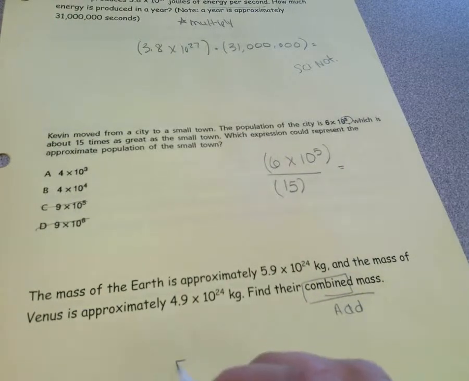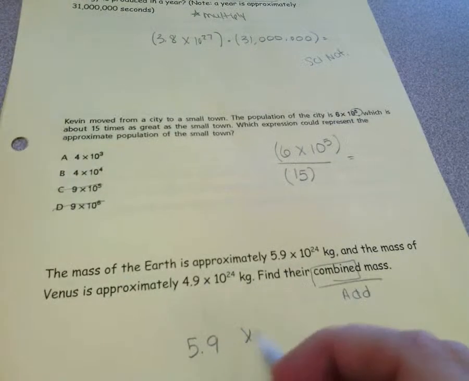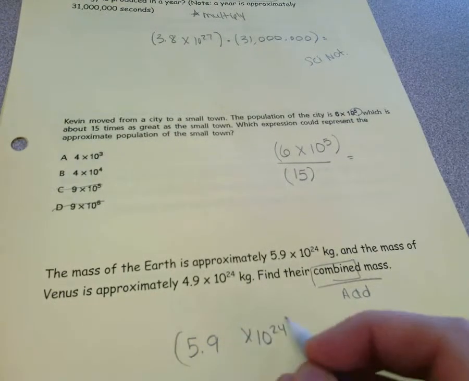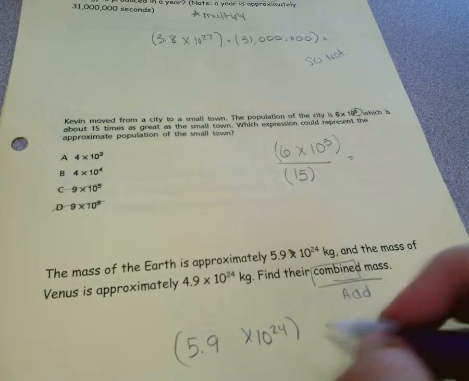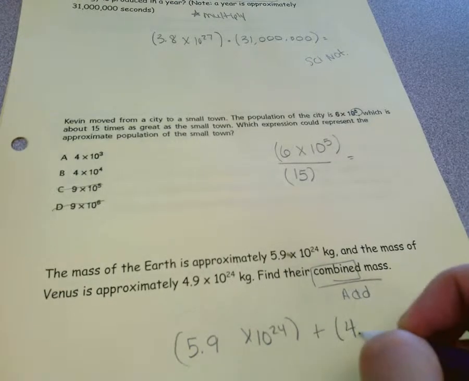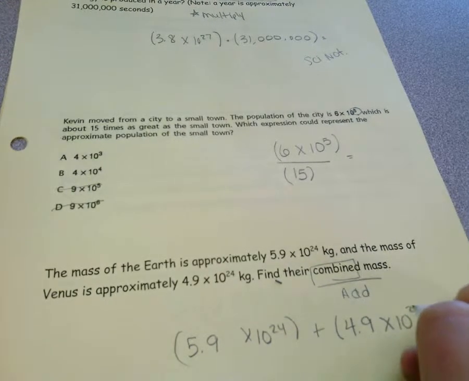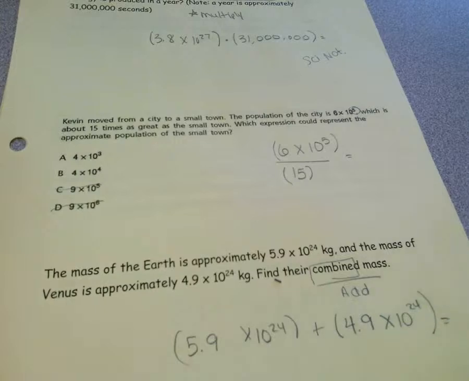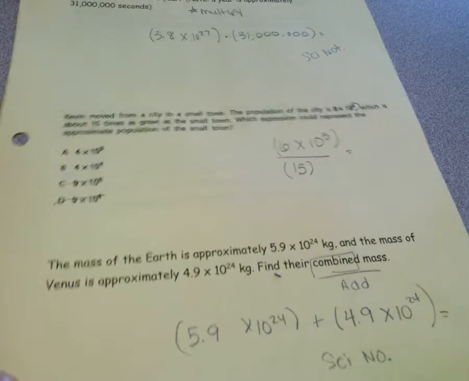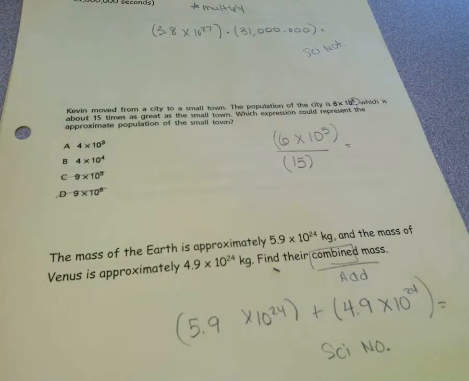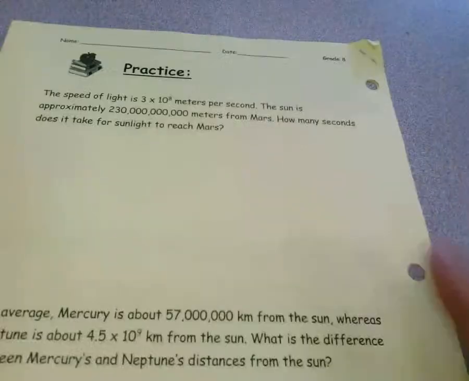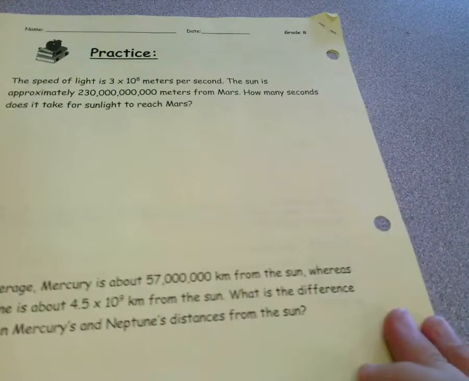So let's add the two together. 5.9 times 10 to the 24th, put parentheses around it for your calculator, plus parentheses 4.9 times 10 to the 24th. Close those parentheses. Make sure you write your answer again in scientific notation, okay? So go ahead, pause the video, write your answer in scientific notation. All right, welcome back.